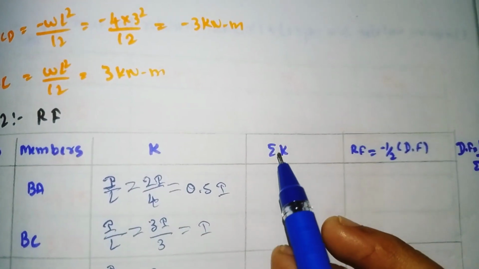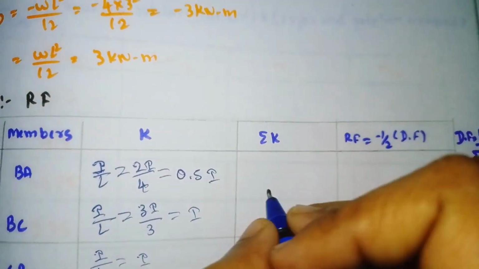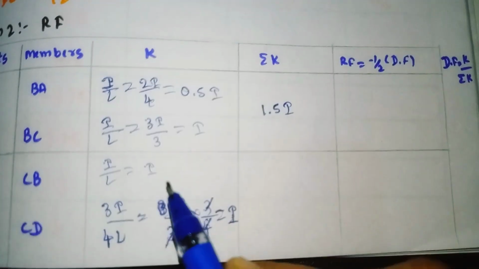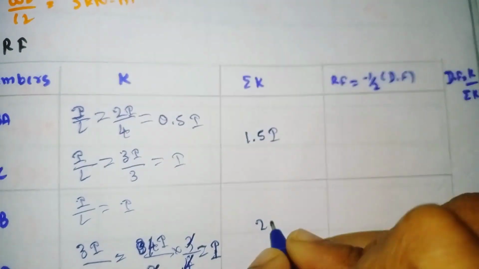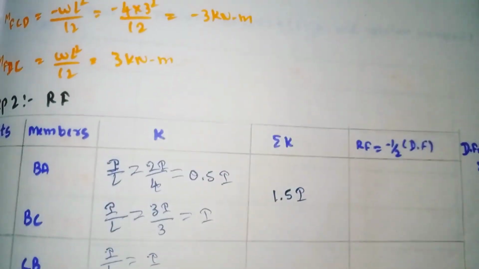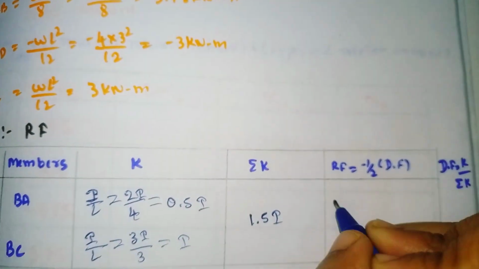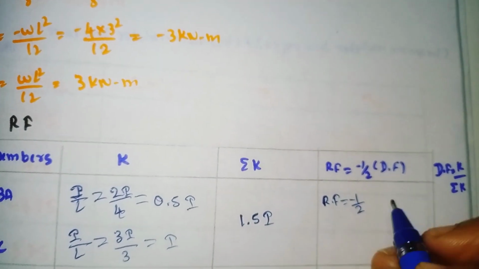Now for the summation of K, we need to add these two, 0.5I and 1I. It will come out as 1.5I. Similarly for this, I plus I is 2I. Now we need to calculate the rotation factor for member BA. We'll see, rotation factor is equal to minus 1/2 of the distribution factor.